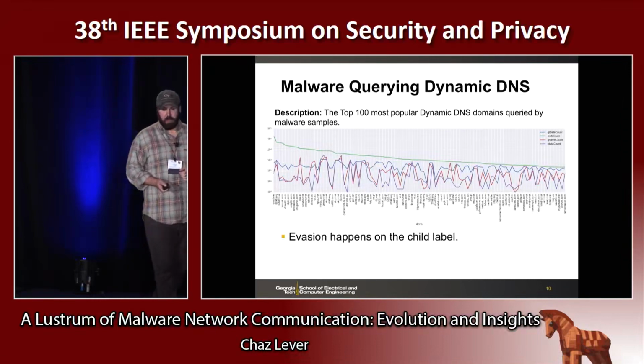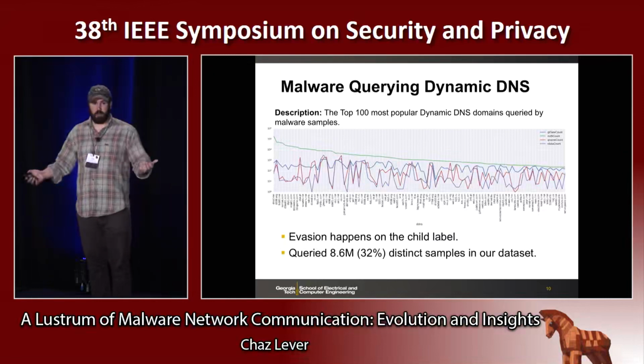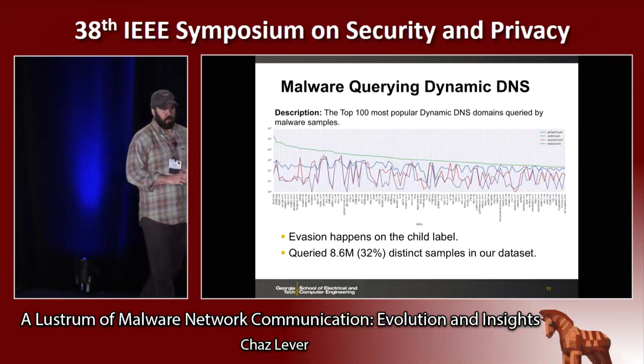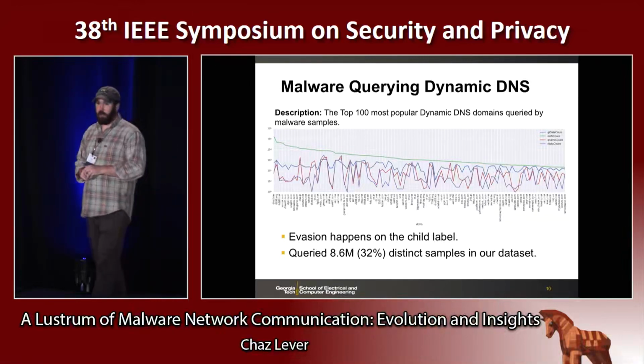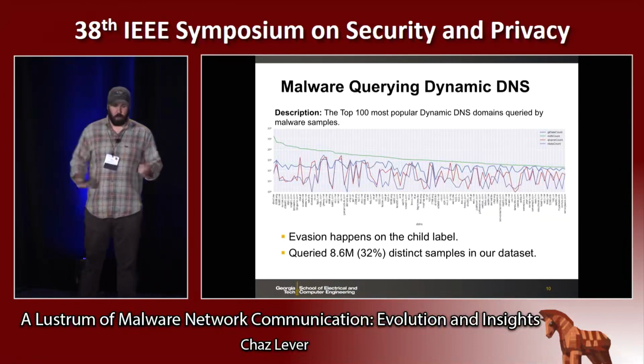But one of the interesting things is that we saw that almost 32% of all the samples that we looked at in our study made queries to DNS providers. So they're heavily used for abuse by malware authors. So if you're looking for abuse, DNS is a good place to look, especially if you see queries coming from malware.